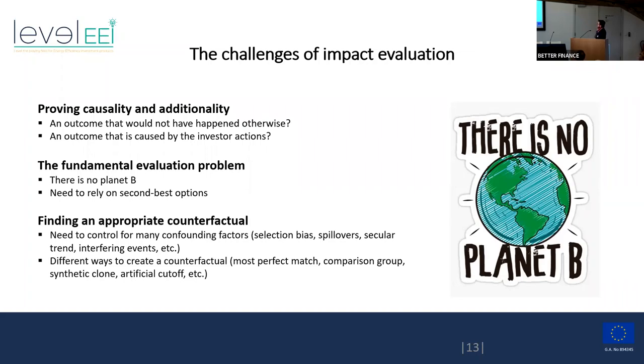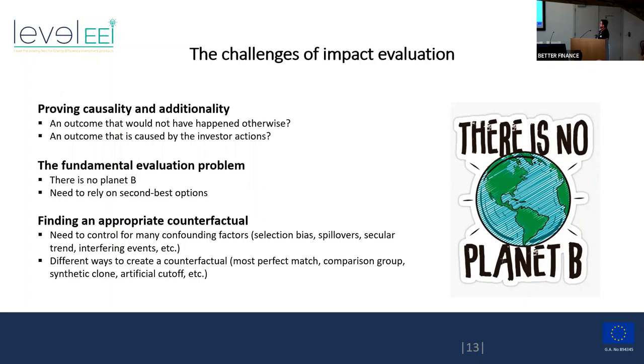Second, we do have a clear practical problem because there is no planet B. It's not that we have to care for this planet because there is no planet B. I'm saying for evaluation purposes, we have a problem because there is no planet B. So if I'm doing something, I cannot observe what would have happened otherwise because there is no planet B in which I do not do the same action. There is only one planet with only one course of actions. So how can I measure the counterfactual scenario? Is it impossible? No, it's not impossible, but we have to rely on second best options.